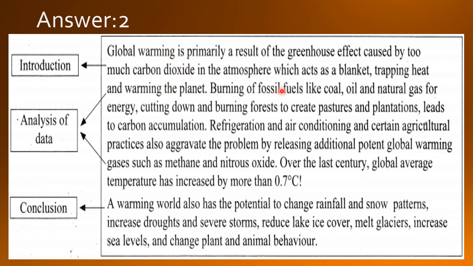Now, burning of fossil fuels like coal, oil, and natural gas for energy, and cutting down and burning forests to create pastures and plantations lead to carbon accumulation. Refrigeration, air conditioning, and certain agriculture practices also aggravate the problem by releasing additional potent global warming gases such as methane and nitrous oxide.